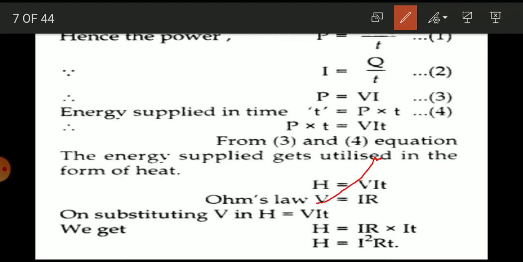Heat will be equal to IV into T, meaning work is equal to IV into T. And by Ohm's law, V is equal to IR. So here, in place of V you will write IR, which becomes I square RT, which is Joule's law. This is another way of derivation.